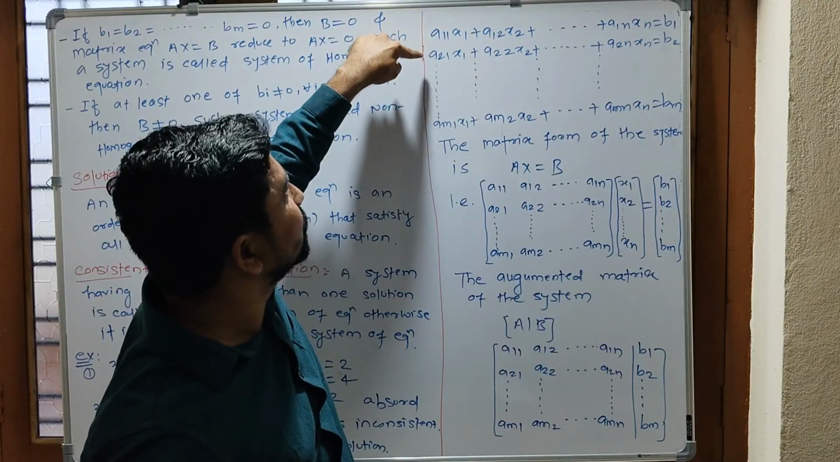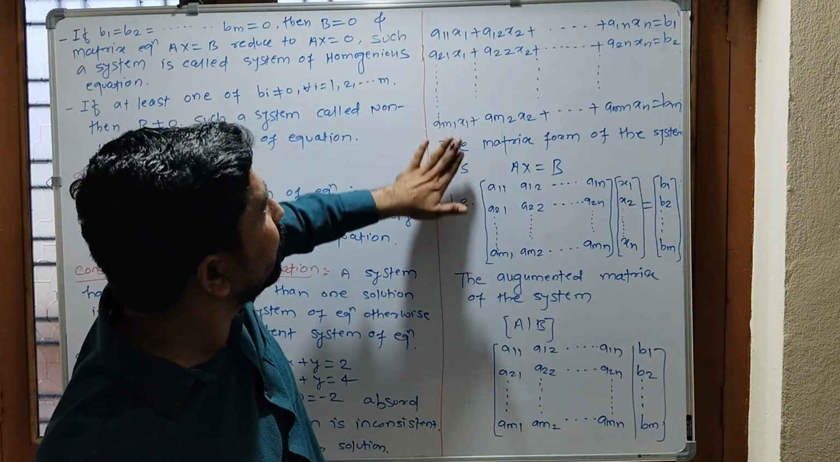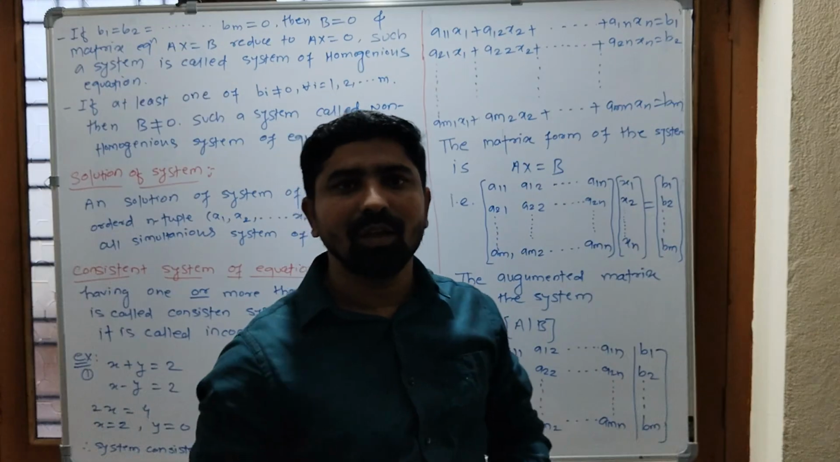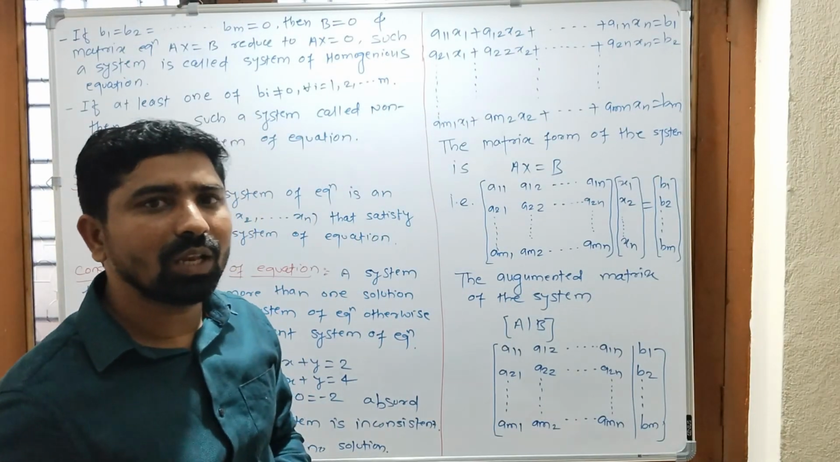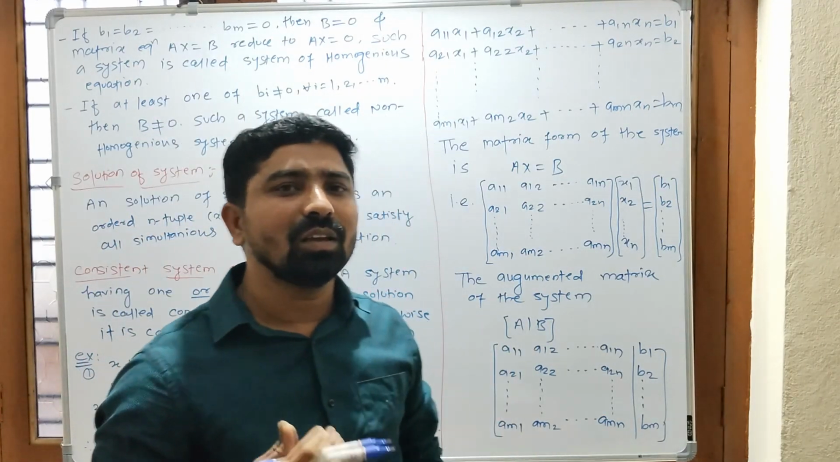So here combine all these m equations. This is one equation, this is the second equation, this is the mth equation. Combine all these m equations in n unknowns x1, x2 up to xn. It's called m linear equations in n unknowns, that is, a system of m linear equations in n unknowns.